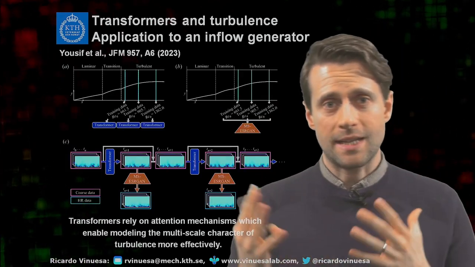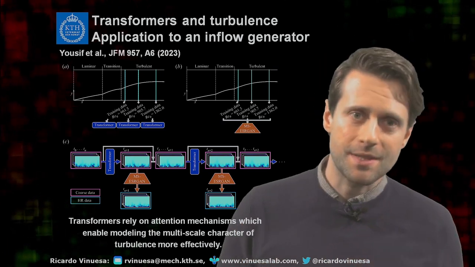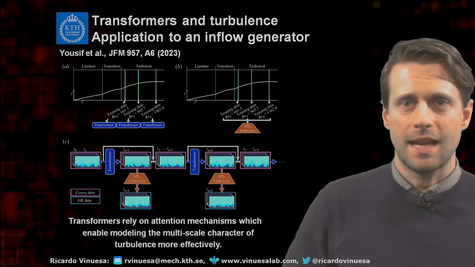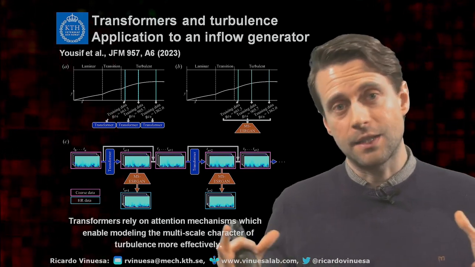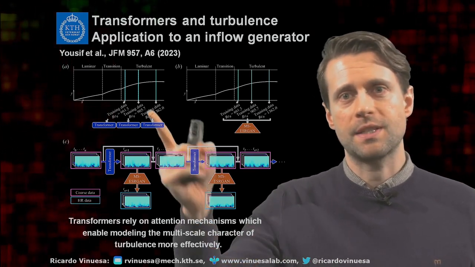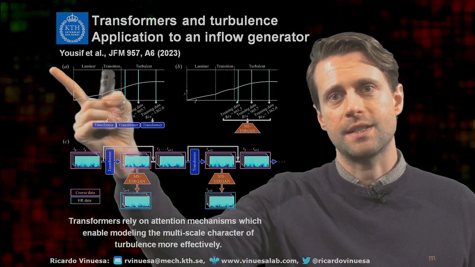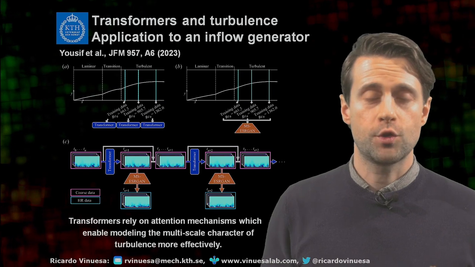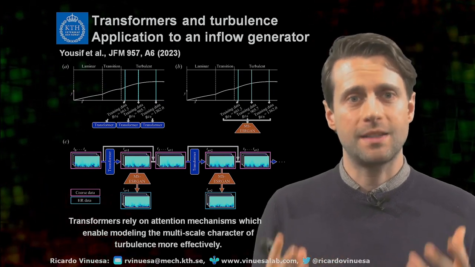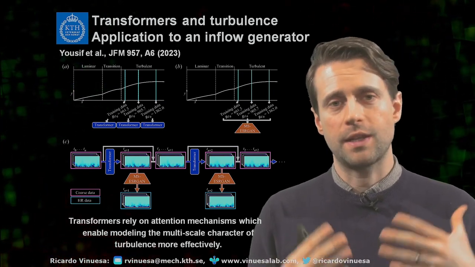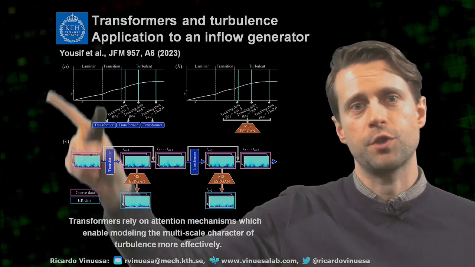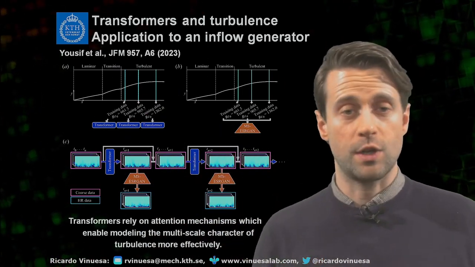This takes us to the last example of today, where perhaps there are ways of trying to account for the multi-scale character of turbulence. This is an article that we worked on recently. It's published in the Journal of Fluid Mechanics, and you can see also the full reference here with all the codes and all the data. We are using a transformer architecture to model the temporal dependencies of turbulence. In particular, we use it to produce an inflow generator for a turbulence simulation.